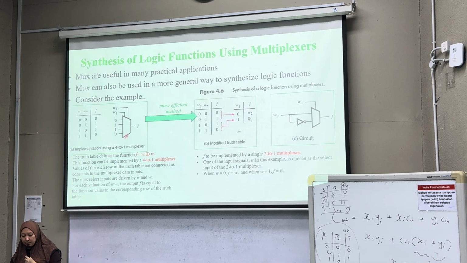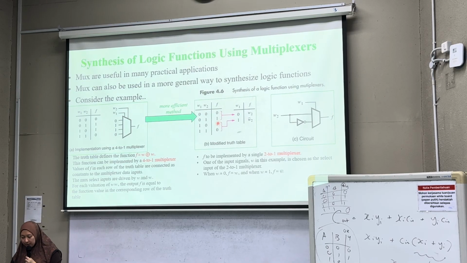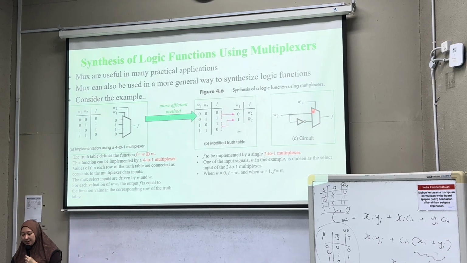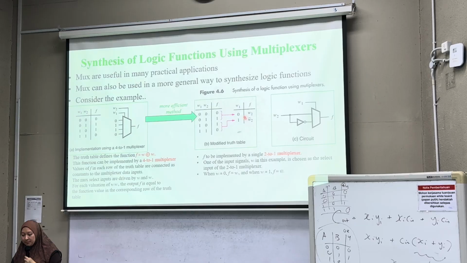Now we can make this 4 to 1 mux into a 2 to 1 mux by grouping this into 2's. So here, when W1 is 0, F follows W2. But when W1 is 1, F is equal to the complement of W2. So we are grouping this into two groups and making it into a 2 to 1 mux. This is a 2 to 1 mux circuit. This trapezium always shows a mux; it's the symbol for a mux. Of course, you need a NOT gate there in order to complement W2.